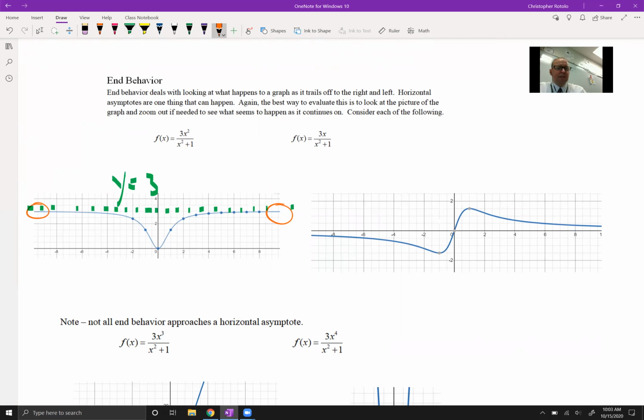Well, what that means for my graph is my end behavior on the left, as I approach negative infinity, is that we're going to go to y equals 3. And on the right, we're also going to go to y equals 3. All right, that's what's happening on the end of my graph.